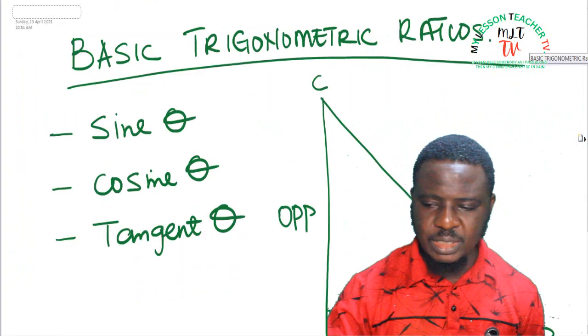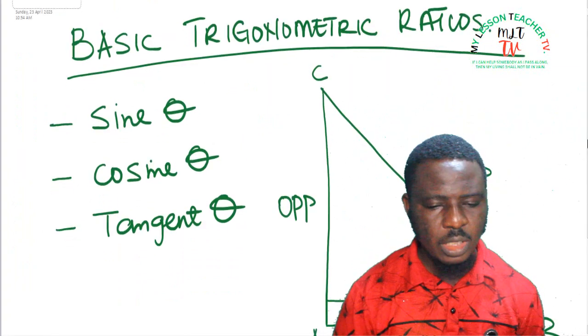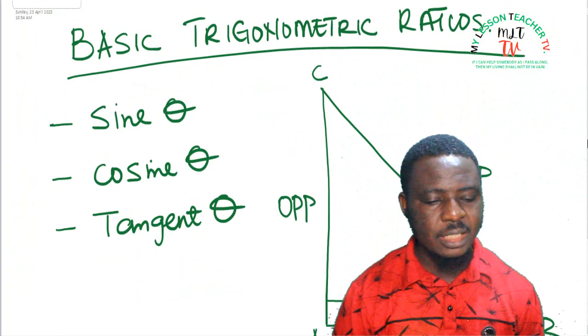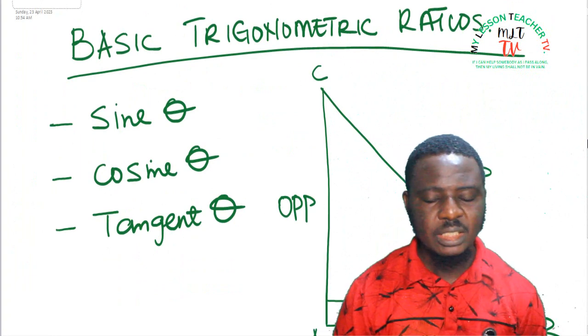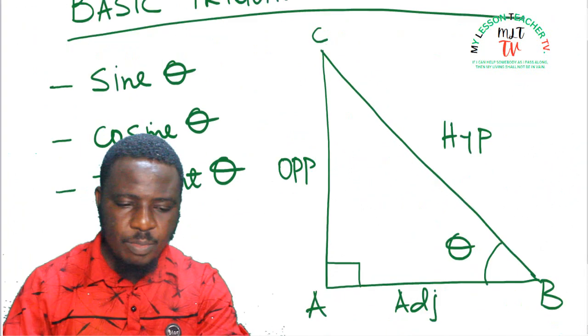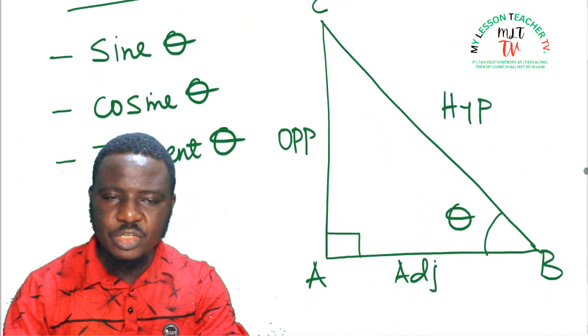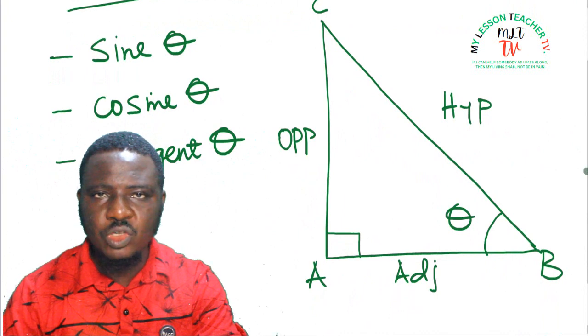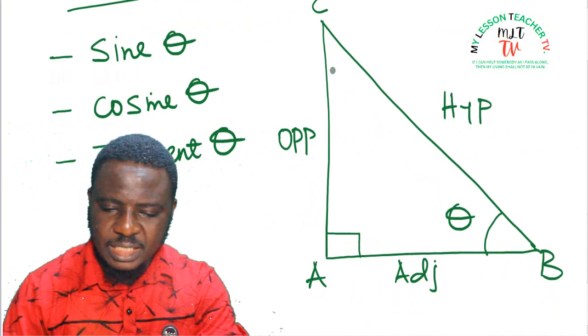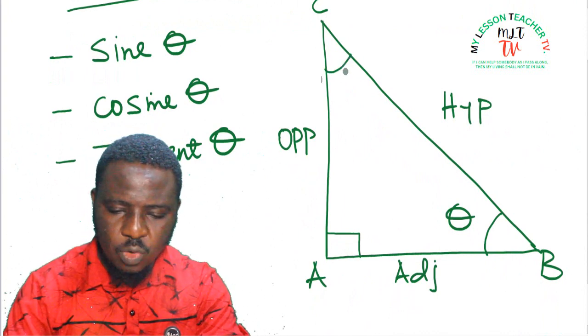Let's look at the basic trigonometric ratios, which are sine theta, cosine theta, and tangent theta. Before we look at the basic trigonometric ratios, let's understand a triangle. In a right angle triangle, we have three sides and three angles. Let's call this angle alpha.